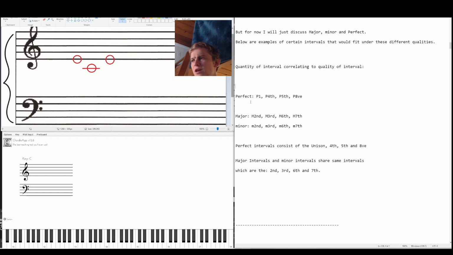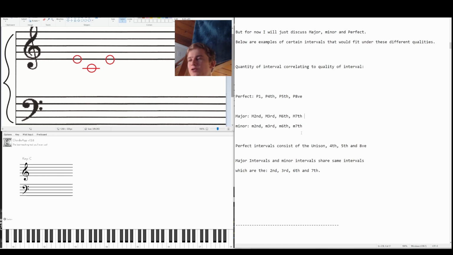To plug it in, we have a perfect unison, a perfect fourth, a perfect fifth, and a perfect eighth. To talk about this a little more, we don't have a major unison or a minor unison, and there's no major or minor fourth, fifth, or octave. But when we're looking at major or minor, something interesting is that they share the same intervals, which are the second, third, sixth, and seventh. The only difference is them being either major or minor, the same intervals.